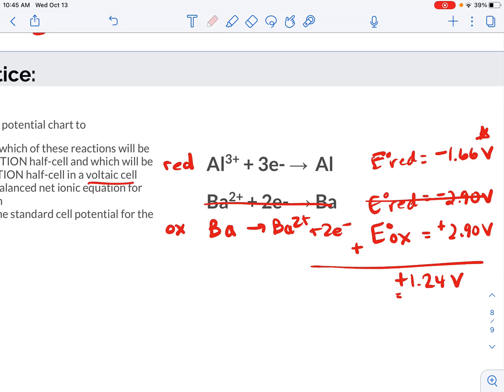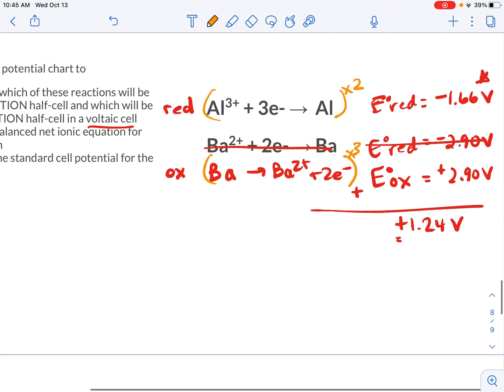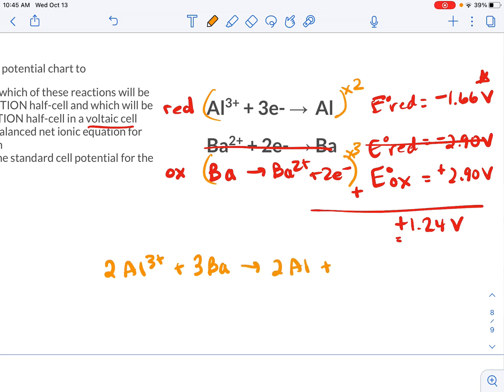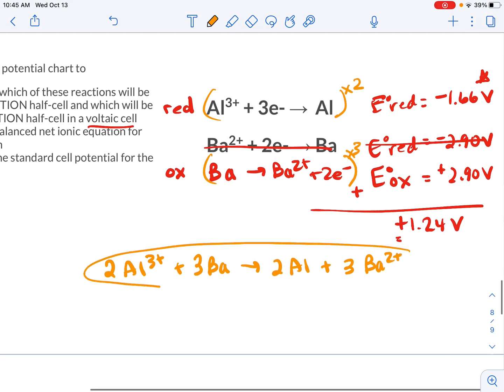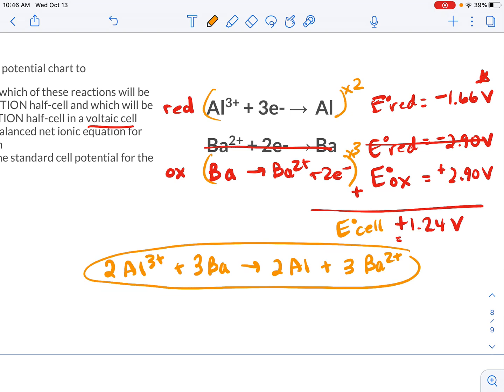Okay, and now I need to balance my equation. So I have 3 electrons in this one, so that would be times 2, and 2 electrons in this one, that would be times 3. And I can come down here and see that I'm going to have 2 Al3+ plus 3 barium yields 2 Al plus 3 Ba2+. And so my overall balanced equation would be this. I can check it for substance and charge. And my E cell, my standard cell potential, would be positive 1.24 volts. And so yes, this could be a voltaic cell.